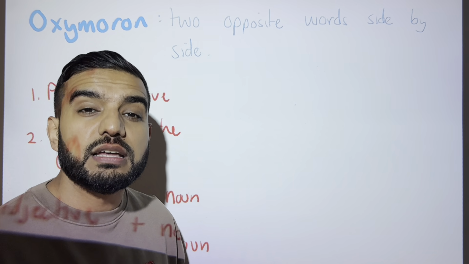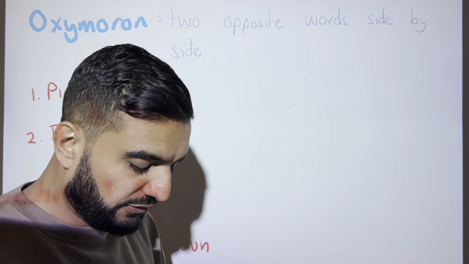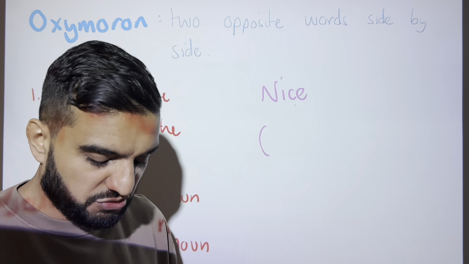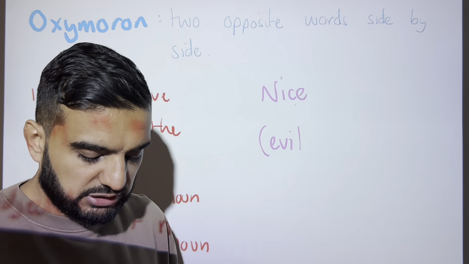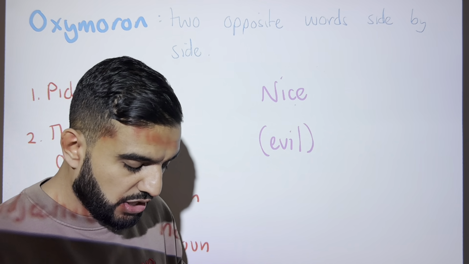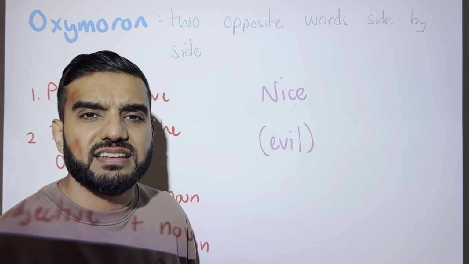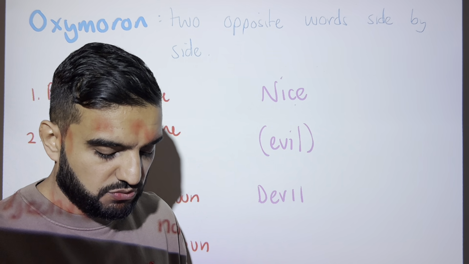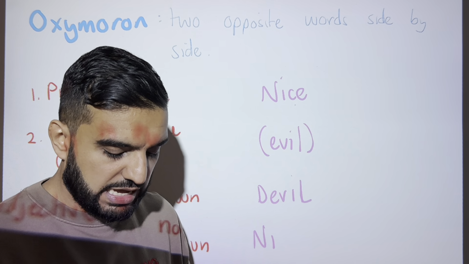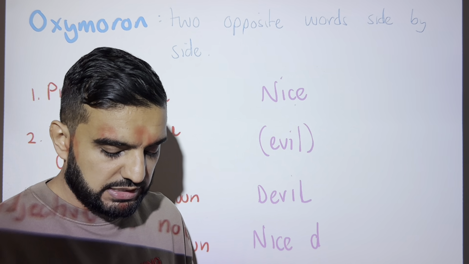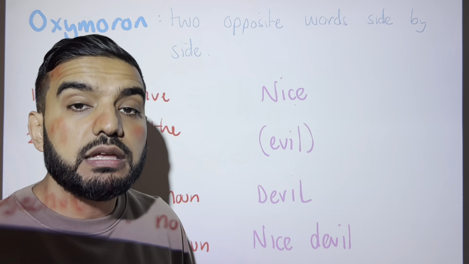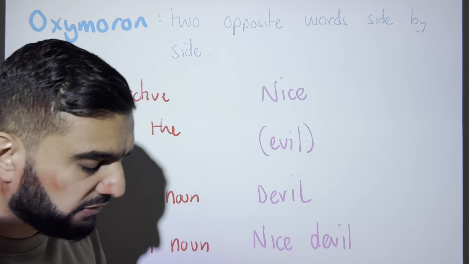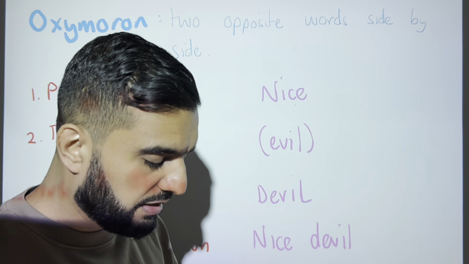There's your oxymoron done. Let's try it again, because this method, it works every single time. Let's use the adjective nice. What's the opposite of nice? I don't know, evil. Something that isn't nice, evil. What is the name of something that is evil? The devil. And then all you do, guys, is you put the adjective plus the noun, and there you have the nice devil. Guys, this works every single time.